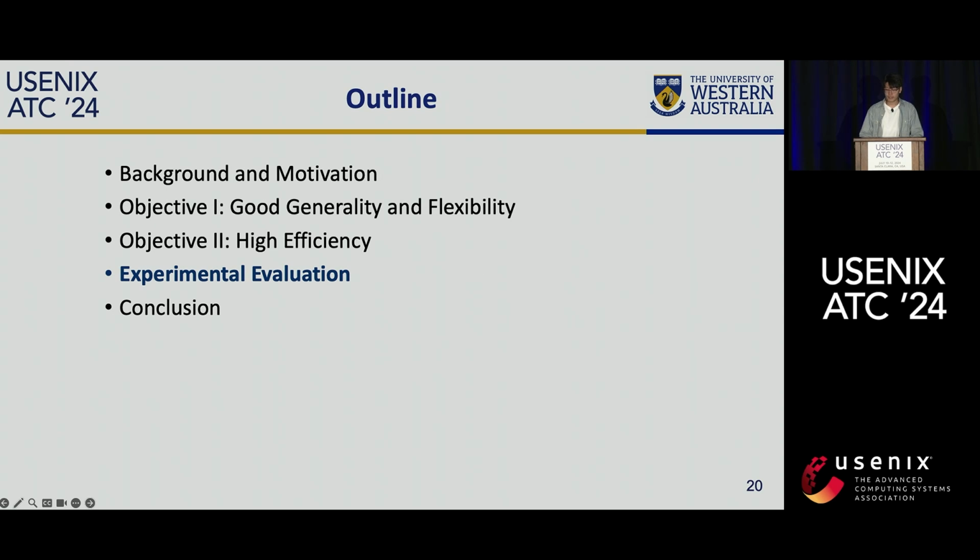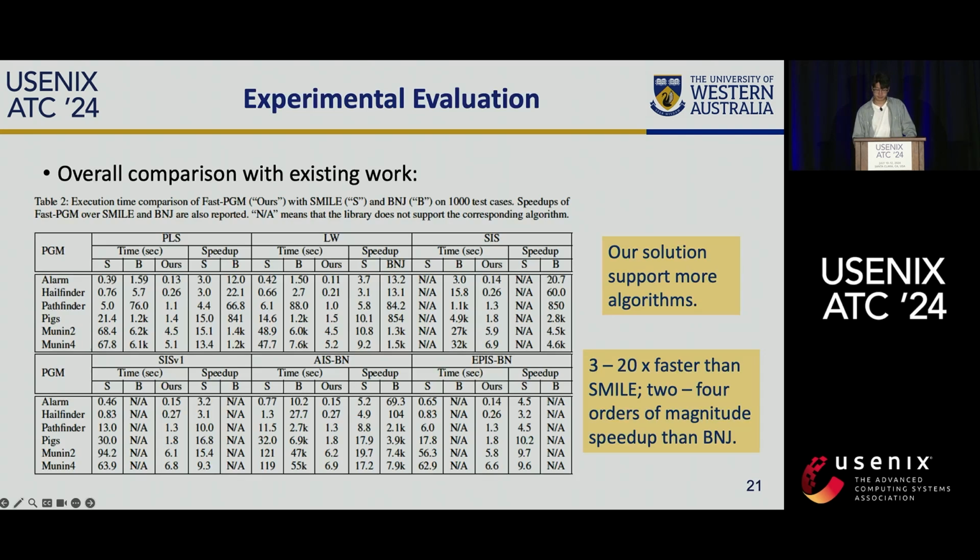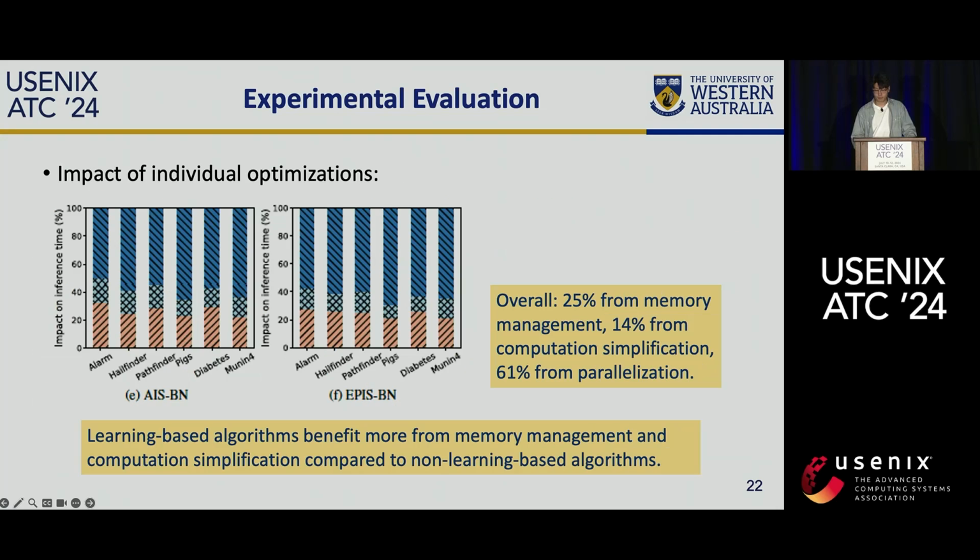Next, we conduct extensive experiments, and I will show the key results here. We first compare FastPGM with 2 other implementations. We show that we support more algorithms. FastPGM is 3 to 20 times faster than the SOTA implementation SMILE. When compared to BNG, FastPGM often achieves 3 orders of magnitude speedup.